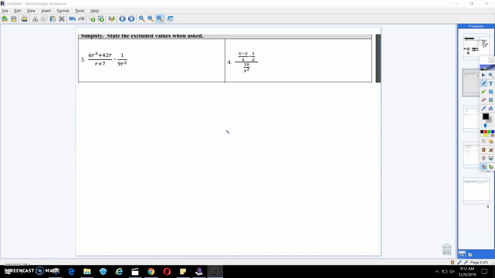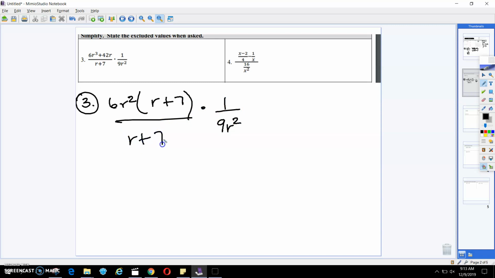All right, so on this one, we're kind of combining 4a and 4b units. So on number 3, what's going to happen is we're going to factor out the greatest common factor. So from here, this is going to be 6r squared. We're going to be left over with r plus 7. Over here, we're going to have 1 over 9r squared. This is going to be r plus 7.